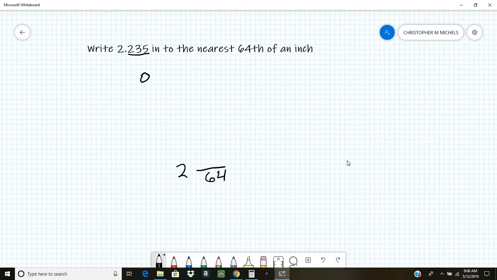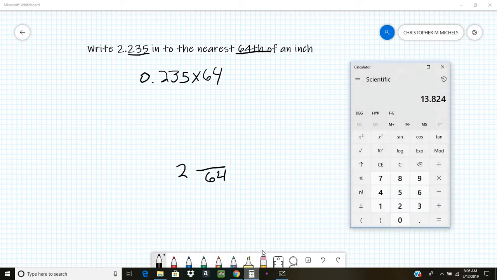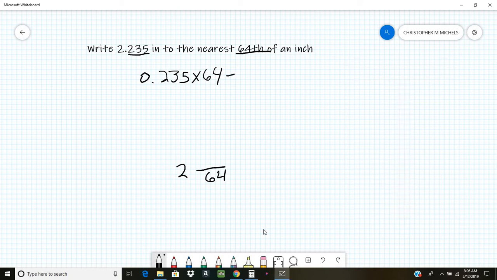So just take the decimal part, the 0.235, because we don't need to figure the 2 full inches in there. You already know 2 is 2. That's set. We're just trying to figure out how many 64ths that is. And I times that by 64 because we're going to 64ths of an inch. So let's do that. 0.235 times 64. So we get 15.04. Okay. Finally get a little bit cleaner number.